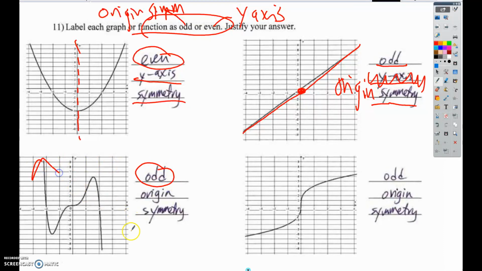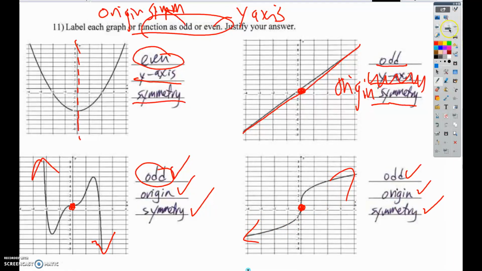Okay, the one down here below, this is an odd function. I know that because one side of the function, the end behavior is towards positive infinity. The bottom right goes to negative infinity. It is centered on the origin. So that is odd with origin symmetry. The last one is also odd with origin symmetry. I know that because both ends go in opposite directions.